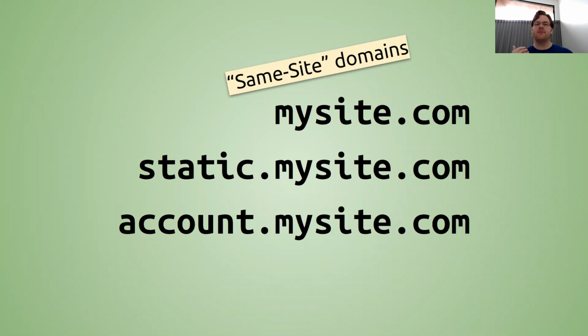So same-site isn't just the primary domain, but it also encompasses subdomains as well. So mysite.com is considered the same site as static.mysite.com and account.mysite.com. They're all considered the same site, which is great if you have multi-tenancy and subdomain authentication and you need to send, say, POST requests between the different subdomains. You can easily do that even with same-site strict enabled because they're all considered the same site.